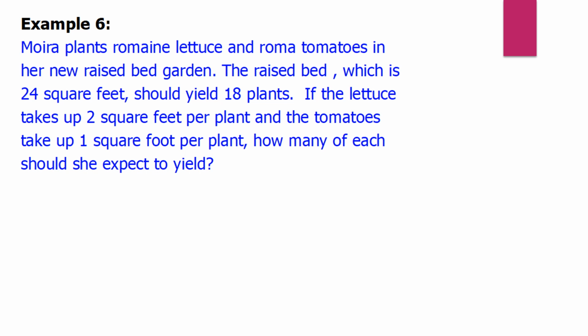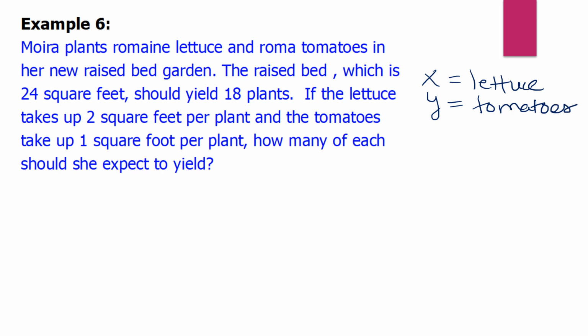All right, so right now, I know I've got lettuce and tomatoes, so I kind of got that on the brain to give my variables. The lettuce takes up 2 square feet per plant and the tomatoes take up 1 square foot per plant. How many of each should she expect to yield? All right, so I'm going to stick with X's and Y's. Lettuce came first, so lettuce is going to be my X's, and tomatoes came second, so they will be my Y's.